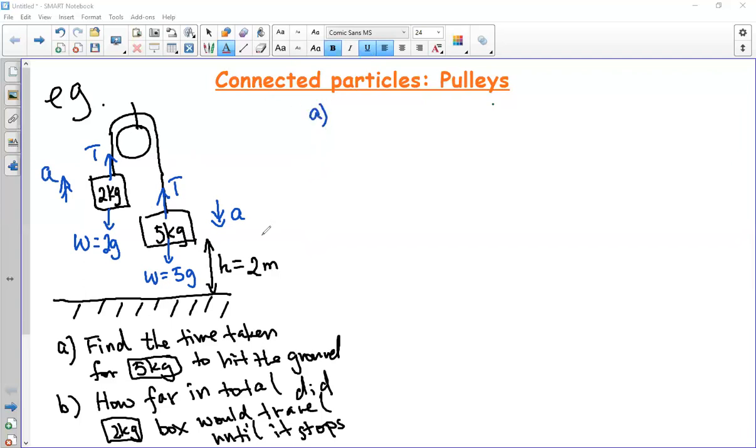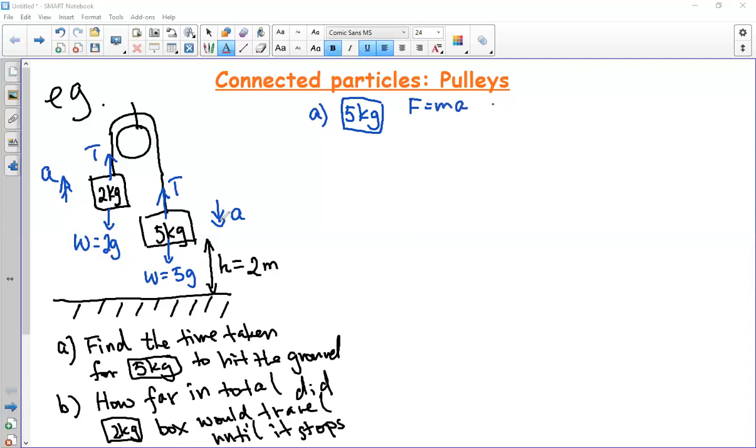Part A, let's find the time taken for the 5 kilogram box to hit the ground. That just means the 5 kilogram box has traveled 2 meters, isn't it? Now, I need to know its acceleration. So let's write it down. For the 5 kilogram box, if I want to work out the acceleration, I have to use Newton's second law, F equals ma. So let's think about the resultant force.